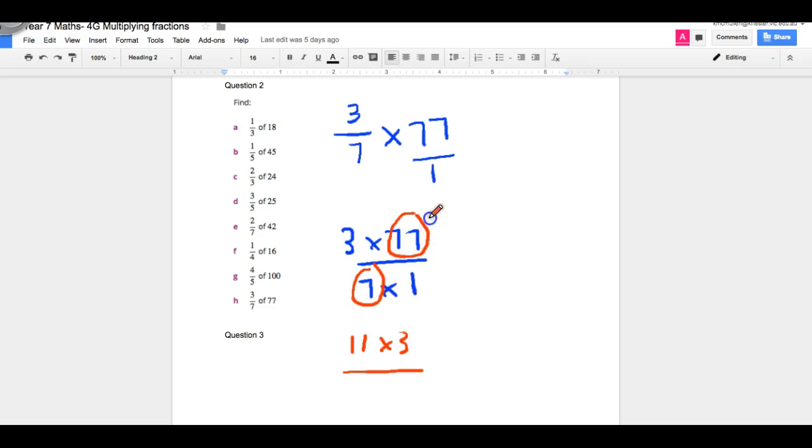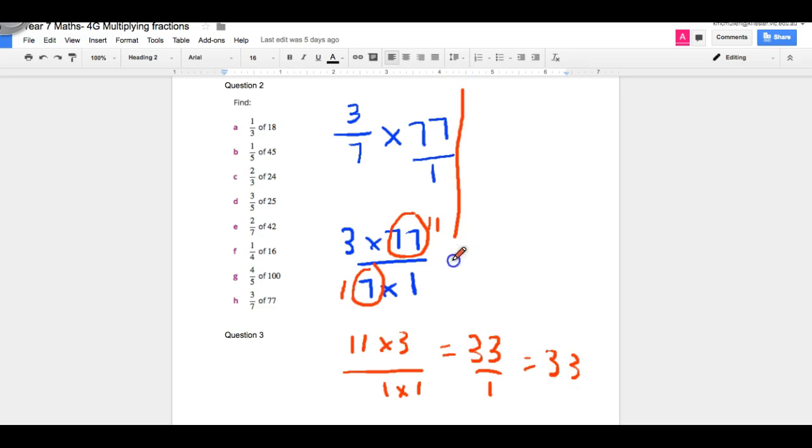So that became 11, and that became 1. So 1 times 1 is 1. And then we have 33 over 1, but we can write 1 times 1 here, and 1, but effectively it's just 33.